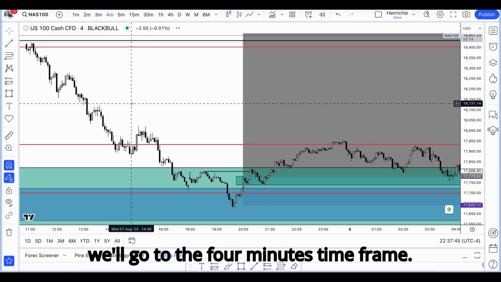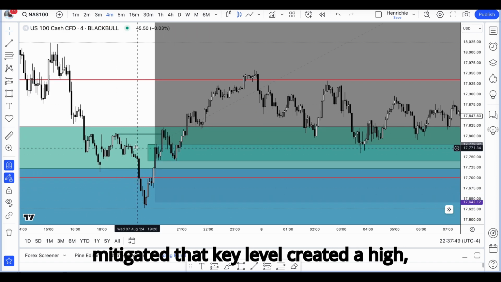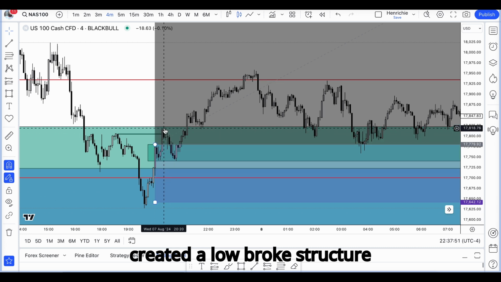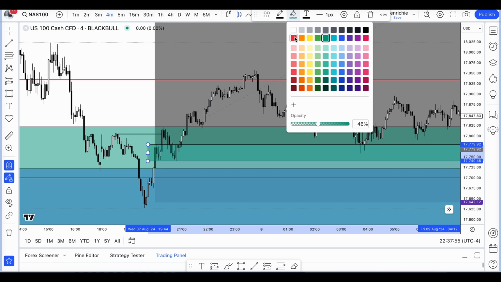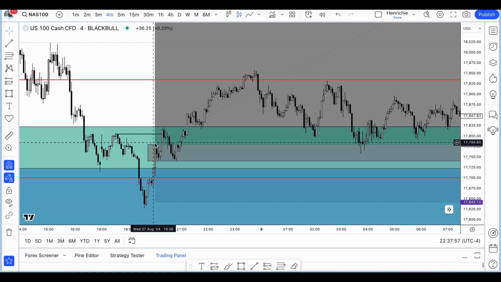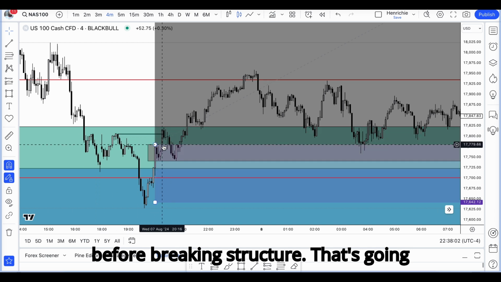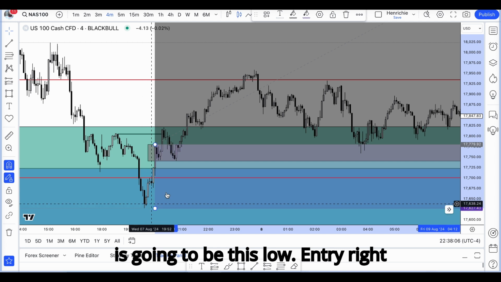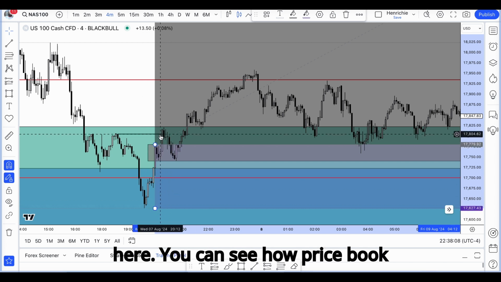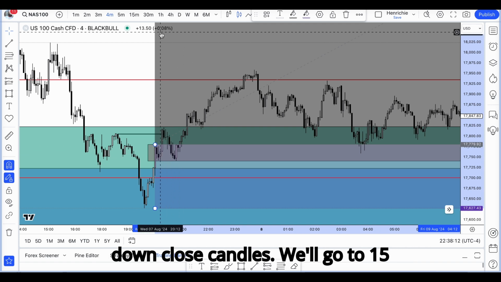Now we'll go to the 4-minute time frame. As you can see, after price mitigated that key level, it created a high, created a low, and broke structure significantly right here. This was the last down close candle before breaking structure. That's going to be our entry position. Our stop loss is going to be this low right here. You can see how price broke structure, came back, and mitigated the last down close candle.